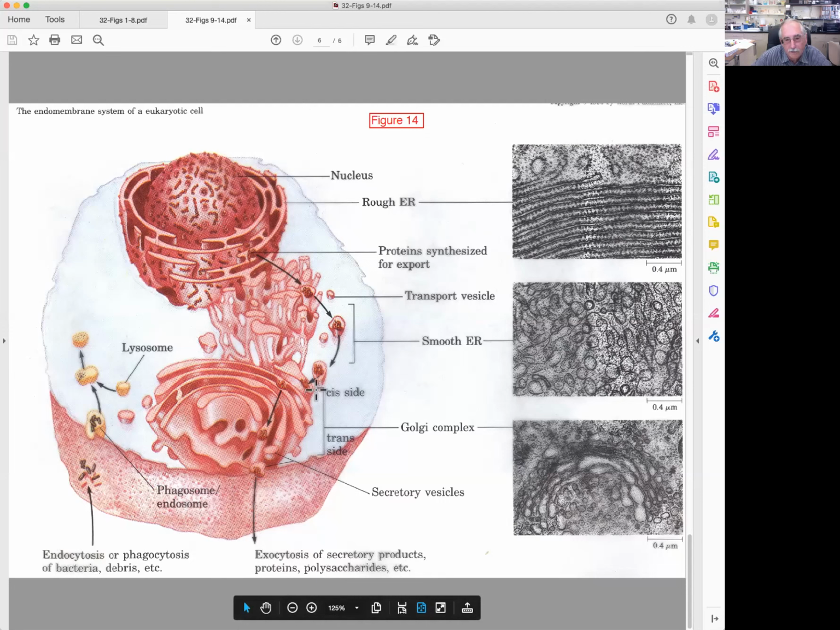This vesicle basically fuses with the membrane of the cell and empties its contents, or these proteins may be meant to be on this membrane surface right there. So when they fuse with it, then there they are.